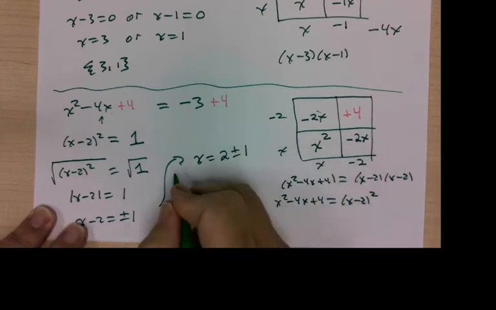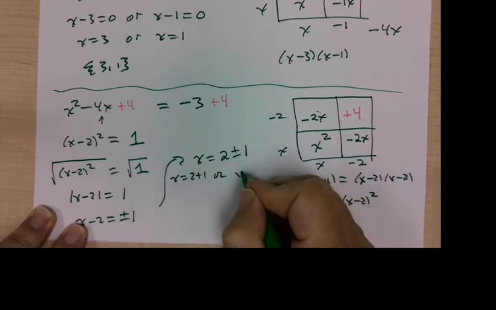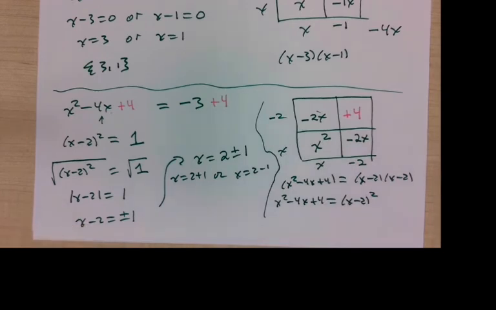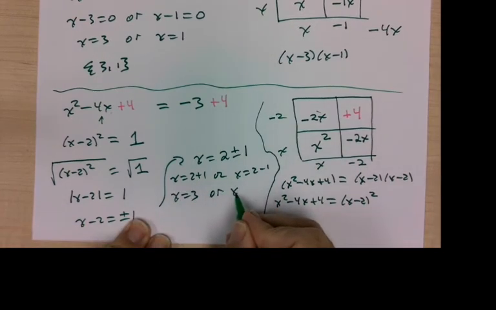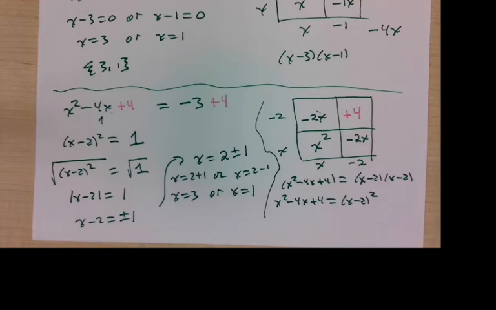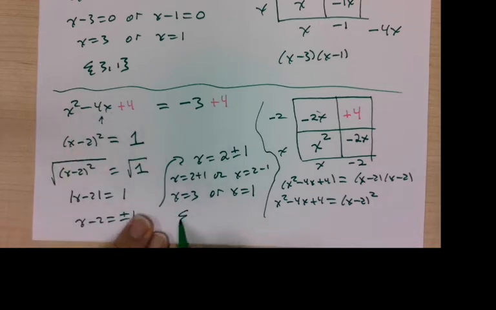So I get x is 2 plus 1, or x is 2 minus 1. So we get x is 3 or x is 1. Which makes me happy because that's what we obtained earlier when we solved it with factoring. So again, a quadratic equation, it has the highest power of 2, typically has 2 answers. They are, in this case, 3 and 1.